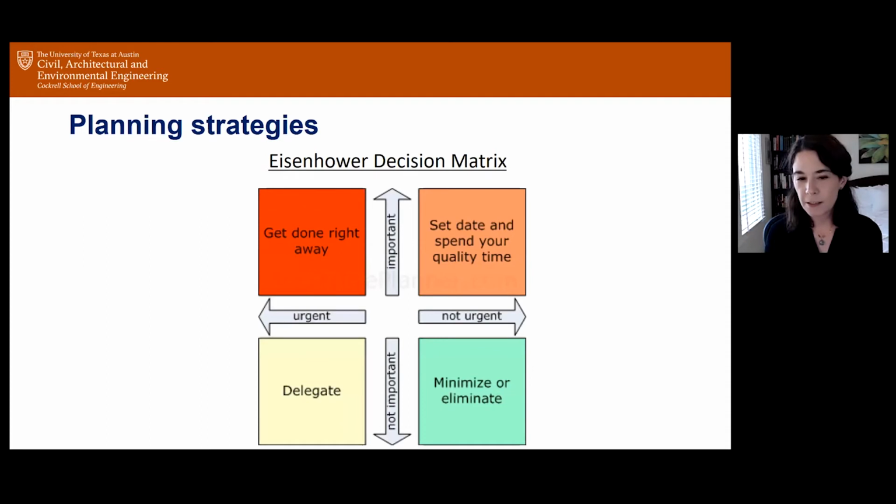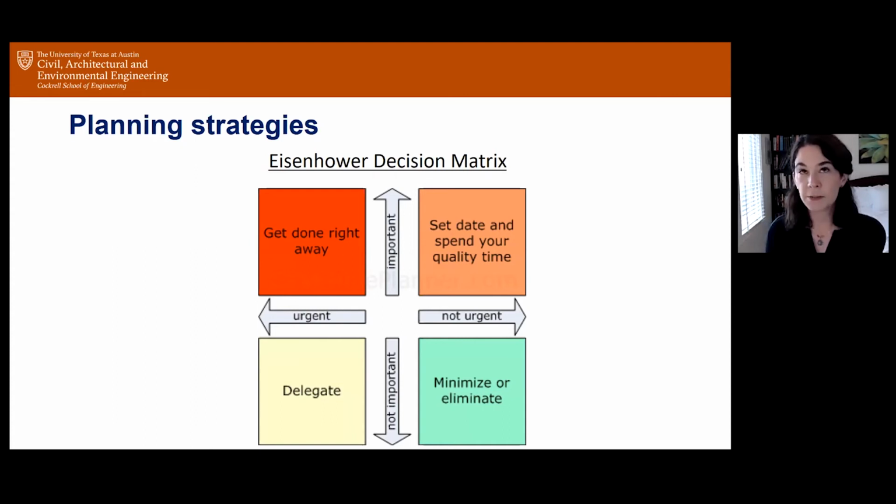So many years ago, I sat in a seminar and somebody pulled up this Eisenhower decision matrix, trying to help people think about how to spend their time. If something is urgent and important, you get it done right away. If it's important but not urgent, you plan ahead, make a to-do list, et cetera. Many of you are familiar with this.